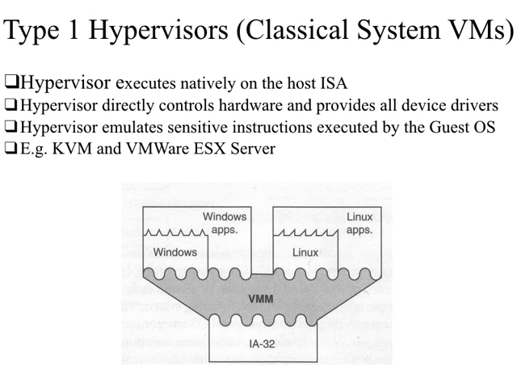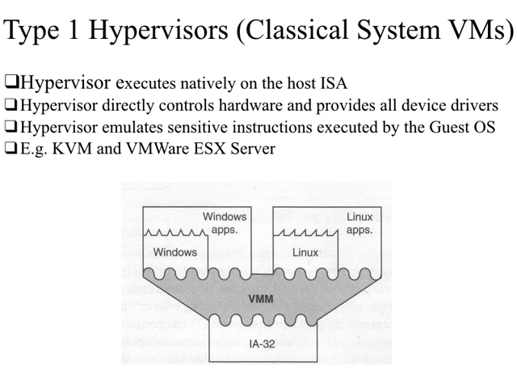So there are various types of hypervisors. Type 1 hypervisors are also known as classical system VMs. These hypervisors execute directly on the bare metal, and they execute natively on the host ISA. When the machine is booted up, the first thing that powers up is the hypervisor, and then the hypervisor can spawn multiple virtual machines and manage them during their runtime.